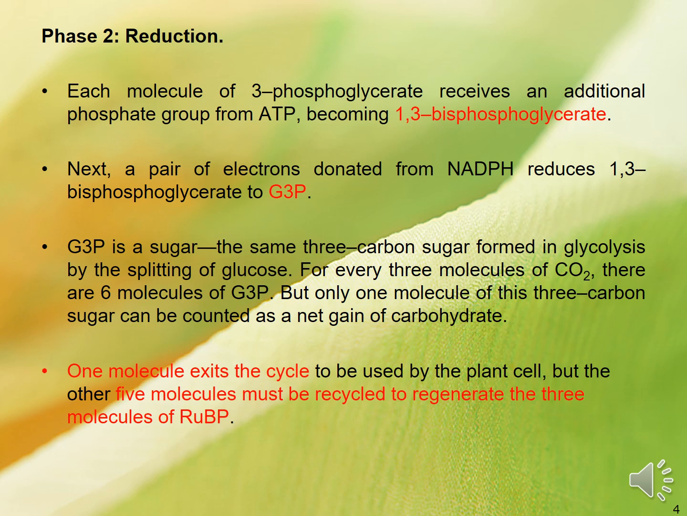From these 6 molecules of G3P, one will be used to produce the sugar, which is glucose. And the other 5 molecules of G3P will be needed to regenerate the RuBP.